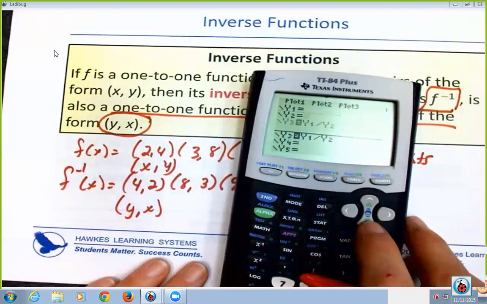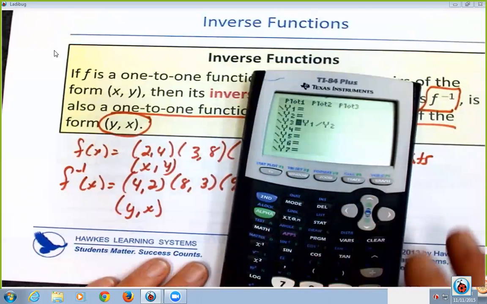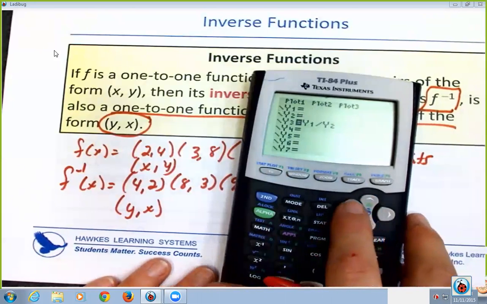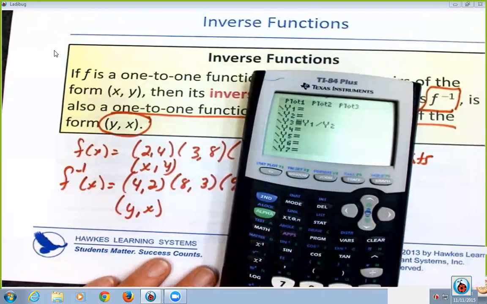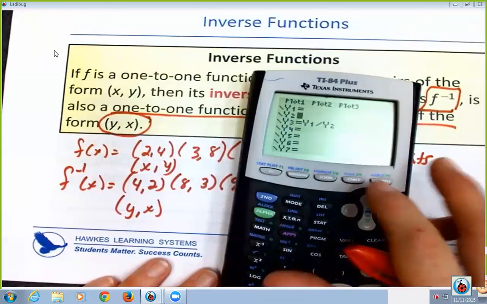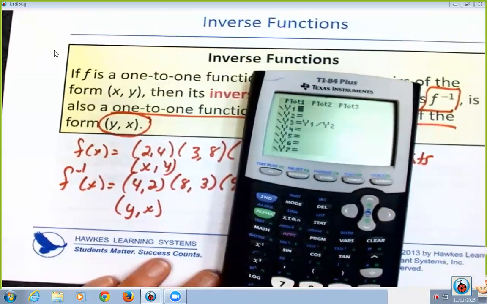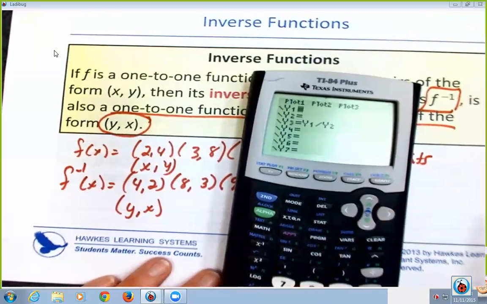You can turn it off if you want, and that just means to get on top of the equals. So arrow over to be on top of the equals and hit enter, and what it will do is turn it off so it doesn't show up. You just have to remember to turn it back on because that was from our previous section. So if we're going to use it, we might want to leave it where it's at.